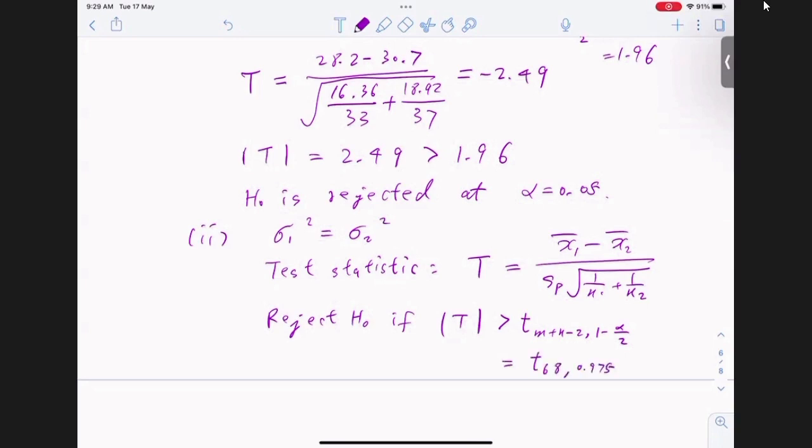Now this quantity cannot be directly obtained from the table. You may obtain it using R, the qt function, and you can easily compute this quantile. Or you may also consider using the normal quantile as an approximation. The values do not deviate a lot.